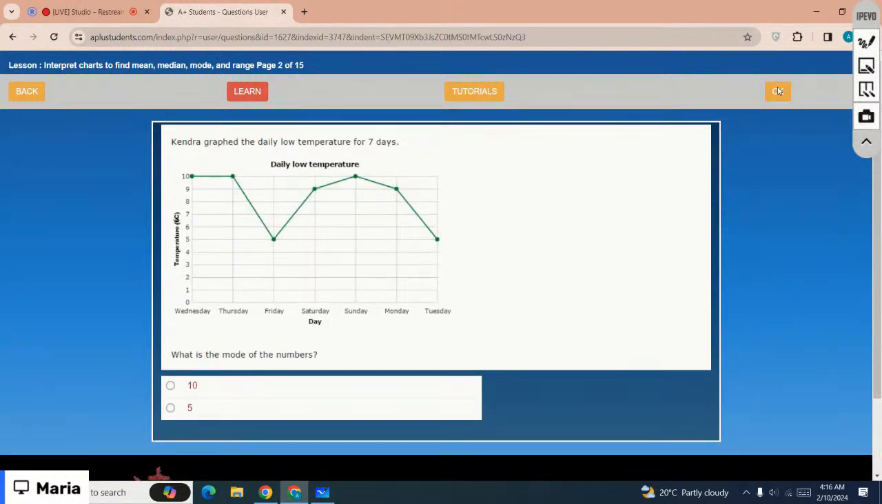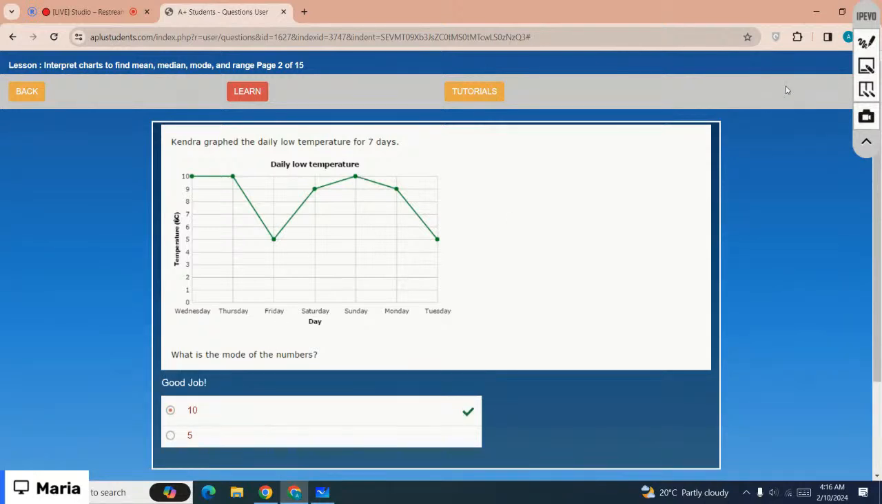Okay, Kendra graphed the daily low temperature for 7 days. What is the mode of the numbers? Mode is the number that appears the most in the data. So which is the correct option? You can see this point appears 3 times, right? That means 10 is the mode of the given data. Got it?